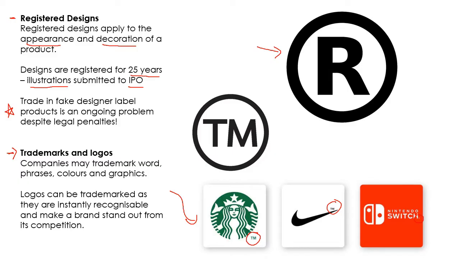The reason that they protect them is they are instantly recognizable. They make a brand stand out from its competition. And quite often, if a customer sees that brand, they are loyal to it, they will purchase that product. So it is the identity of a brand. A logo is very, very important. So that is what a trademark is, and it always has this little TM logo there.